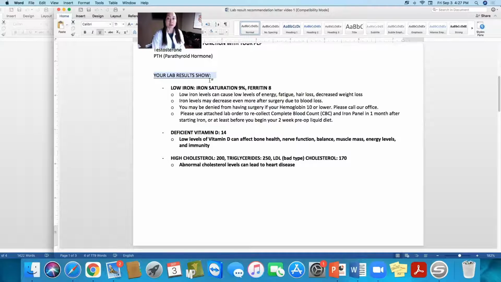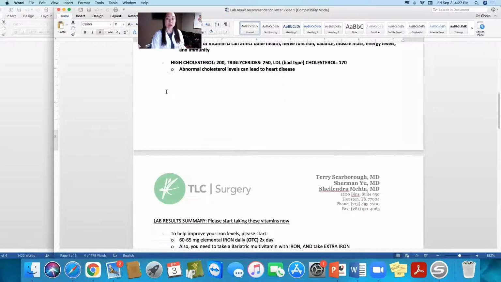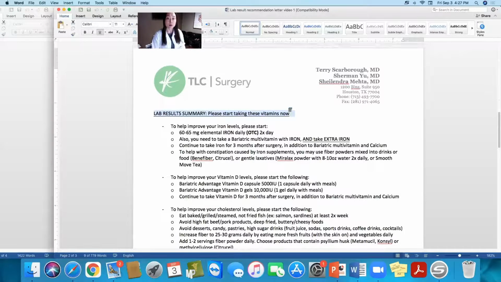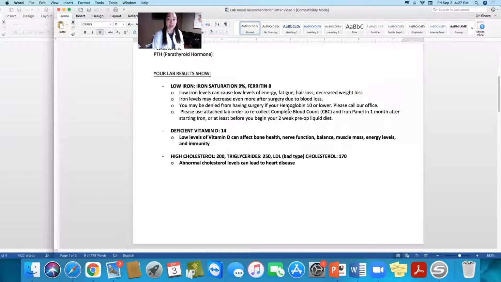So for example, if your iron levels are low, what does that mean for your body? What does that mean for your health? If your vitamin D was low or deficient, what does that mean? Okay, so the second section is important because this will tell you what was out of range. And as we scroll down to the third section, this is where you will find my recommendations. This is what you need to do based on these lab results.